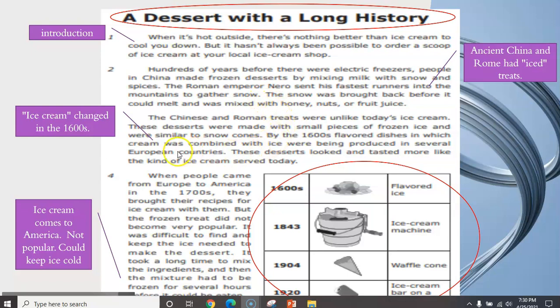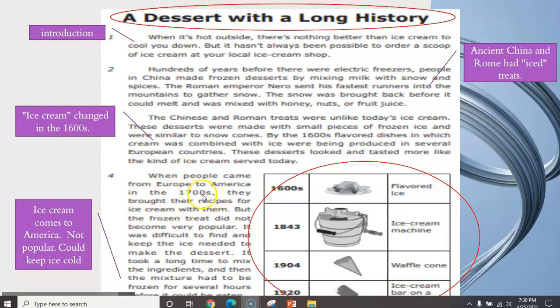Okay. So then I would read some more here. It says when people came from Europe to America in the 1700s, they brought their recipes for ice cream with them. That's not really indicating anything with like great effort. Even though I do know the trip from Europe to America in the 1700s was very dangerous, the making of ice cream isn't said to be very hard in this sentence here.